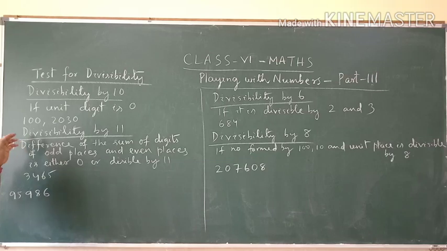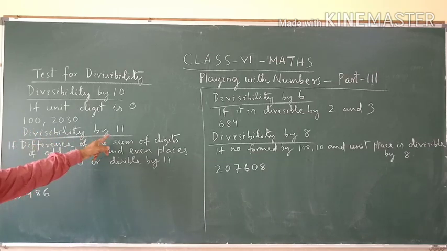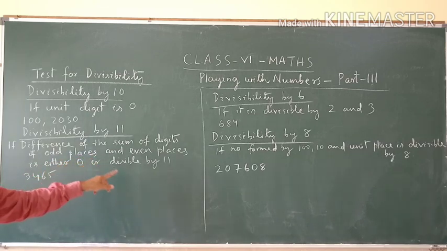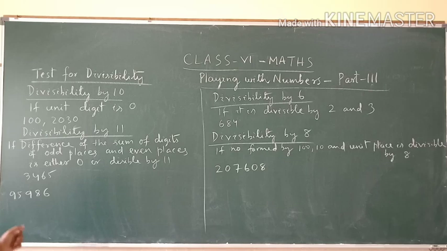Now take another rule, divisibility by 11. How do you know that a number is divisible by 11? What is the formula? If the difference of the sum of the digits of odd places and even places is either 0 or divisible by 11. Let's try to understand. Take the number 3, 4, 6, 5. In the number 3, 4, 6, 5, 1 and 3 are the odd places, and 2 and 4 are the even places.